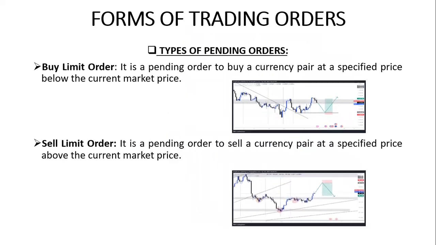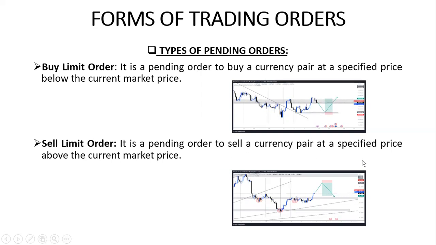So in the diagram, you can see that at the buy limit order, we are saying that a pending order is placed to buy a currency pair at a specified price below the current market price. You see in the diagram that the price is moving downward, but you have done your analysis and realized that price will come to this level and move to the upside. So you are waiting for price at this point to enter into the market. So you place your buy limit order in this direction, that price will come here and go to the upside.